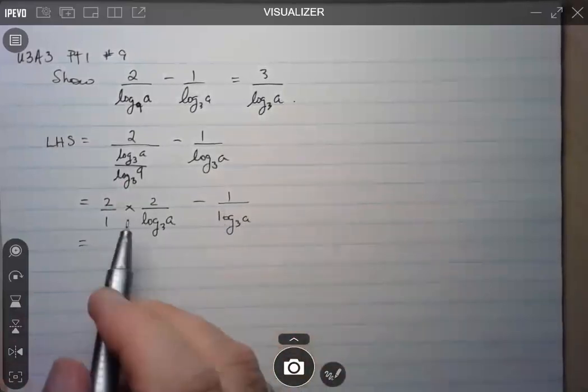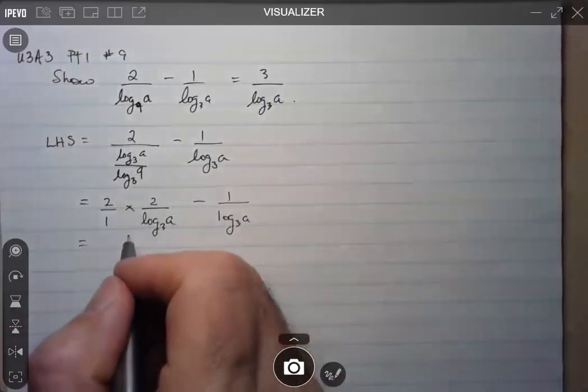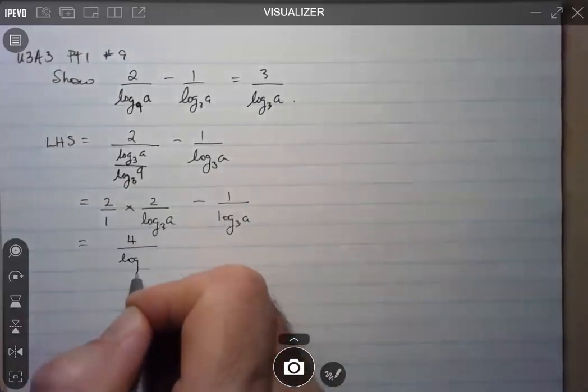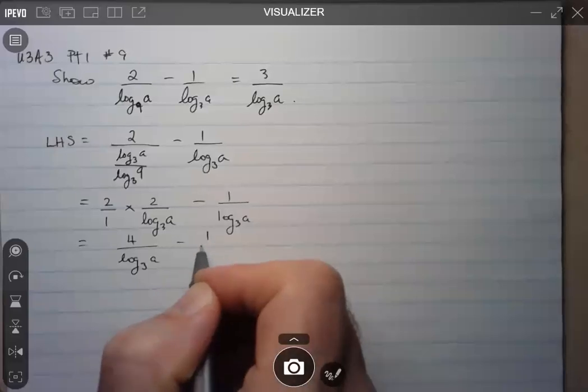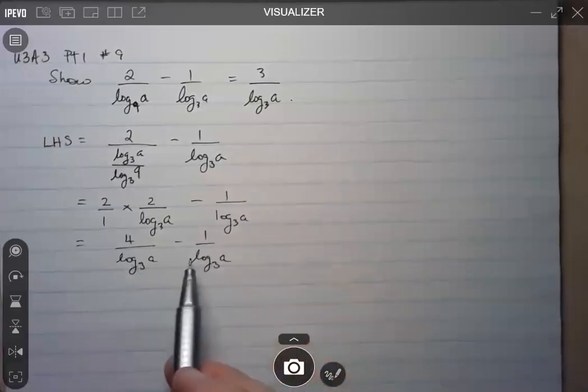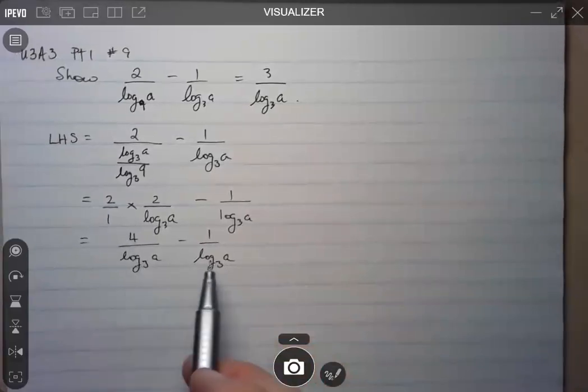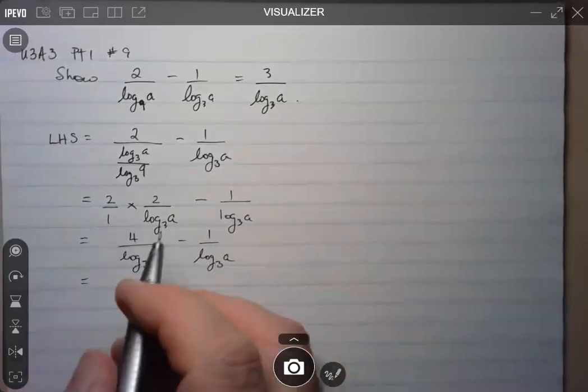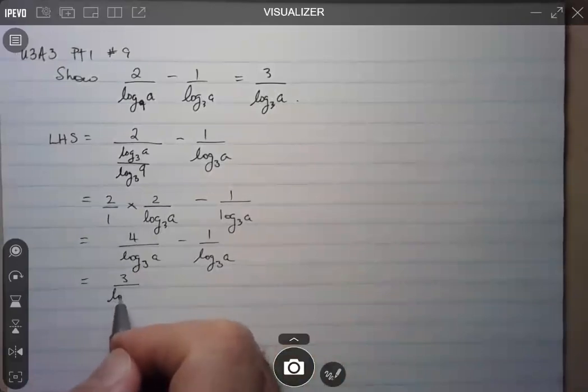And so now this is an easy multiplication. It's just 4 over log base 3 of 8 minus 1 over log base 3 of 8. And look what we have here now, 2 fractions with the same denominator. So I can just subtract easily: 3 over log base 3 of 8, which is exactly my right-hand side. And so that means I've proved that this is correct.